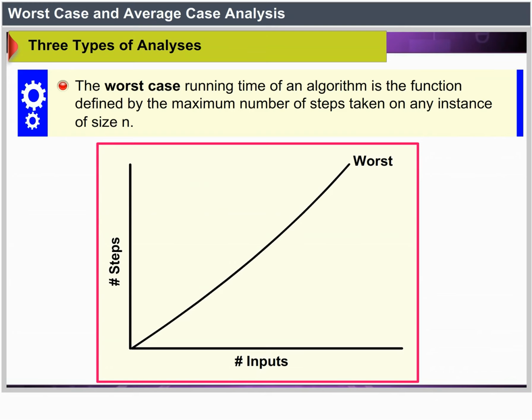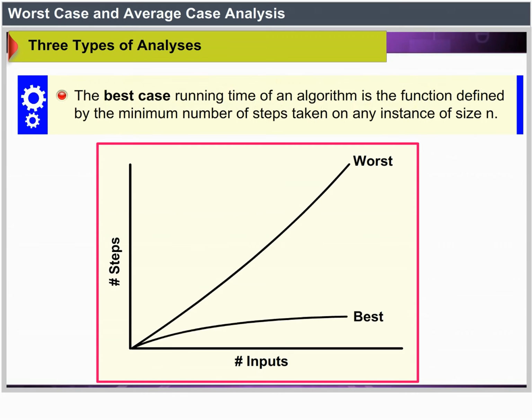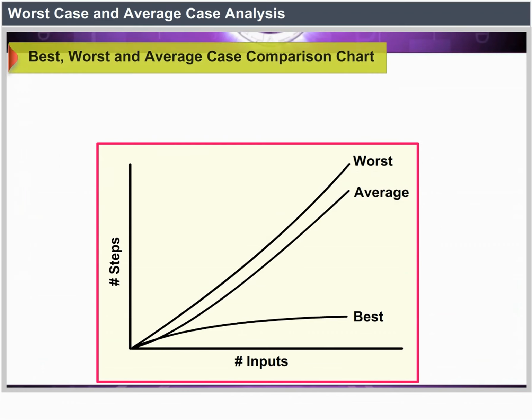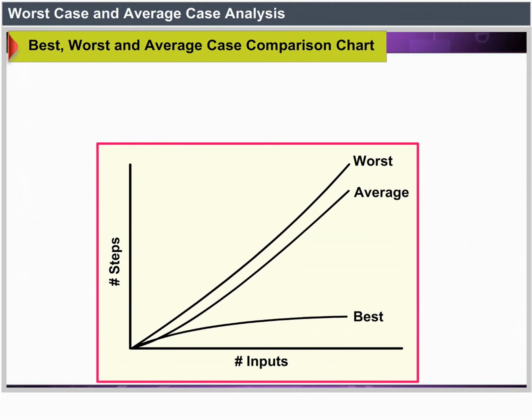The best case running time of an algorithm is the function defined by the minimum number of steps taken on any instance of size n. The average case running time of an algorithm is the function defined by the average number of steps taken on any instance of size n. A best, worst, and average case comparison chart is shown here.